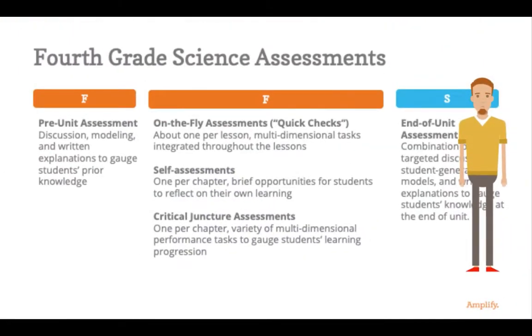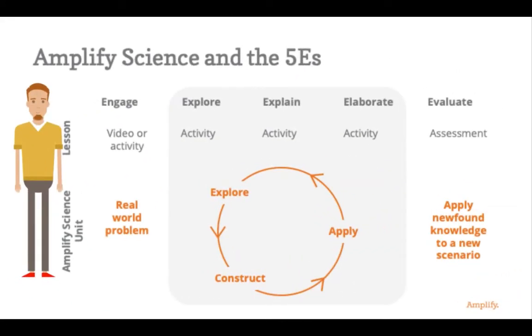Speaking of assessments, Amplify provides a range of formative assessment types from pre-unit, chapter critical junctures, and on-the-fly quick checks. The critical juncture assessments will give teachers insight into student progress and provide differentiated guidance to ensure that all students can be successful. Each unit will end with a performance task and summative assessment. Resources make teaching in a 5E fashion super easy.